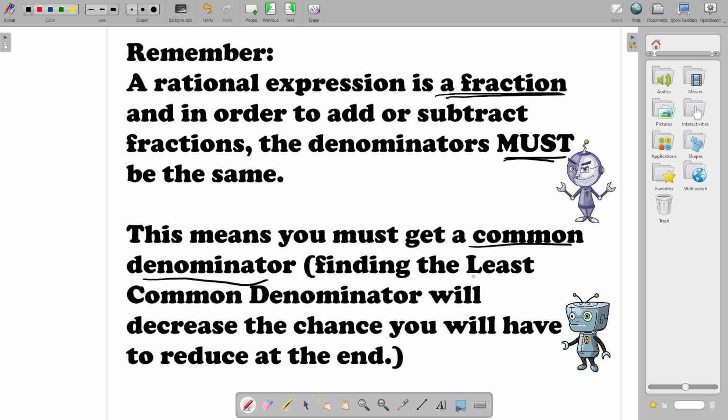And really, finding the least common denominator will decrease the chance that you'll have to reduce the fraction at the end. So if you want to save yourself some work, find the least common denominator instead of just a common denominator.